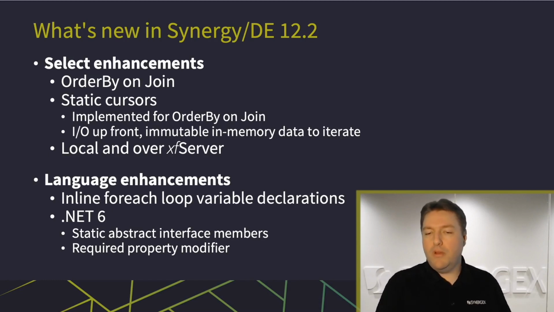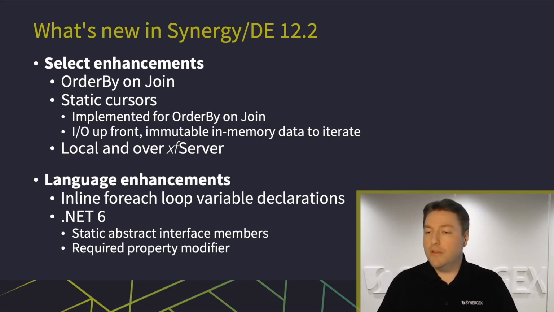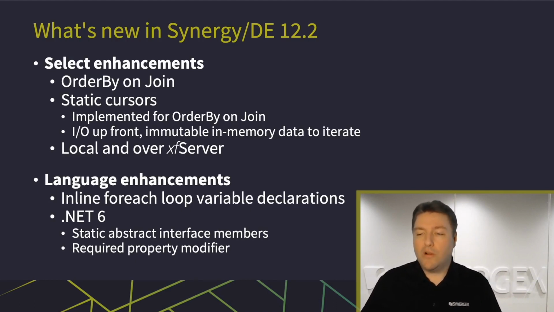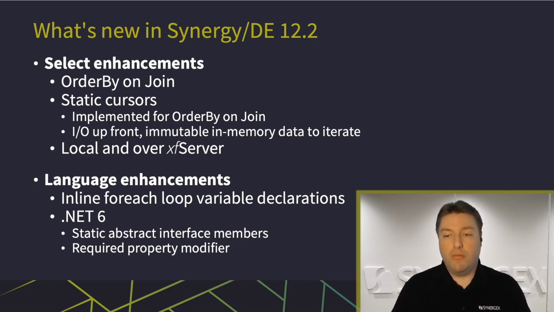In between the 1003 and 1006 builds, we also released a few language enhancements over on the SDI side with support for the new static abstract interface members and required property modifiers in .NET 6. Our goal with adopting new .NET language features is to ensure the best compatibility with other languages and libraries, and these were definitely some required additions.